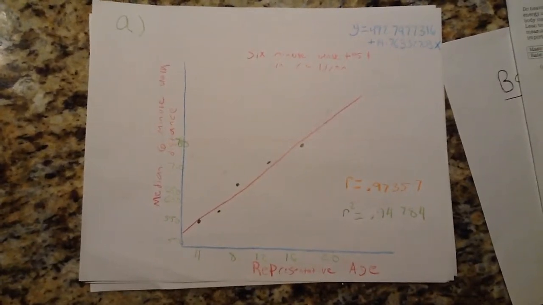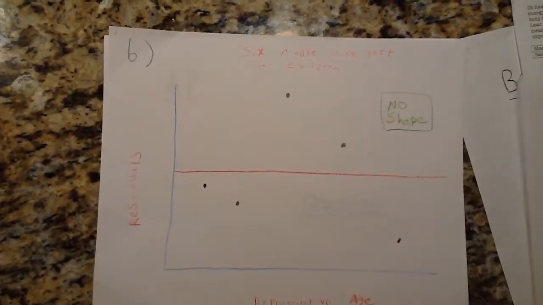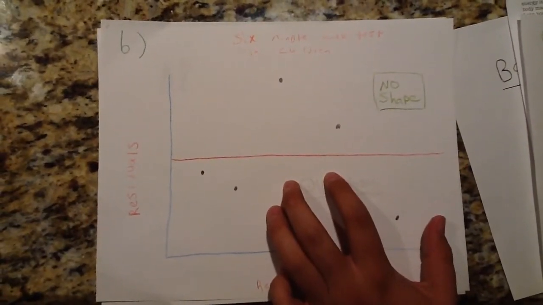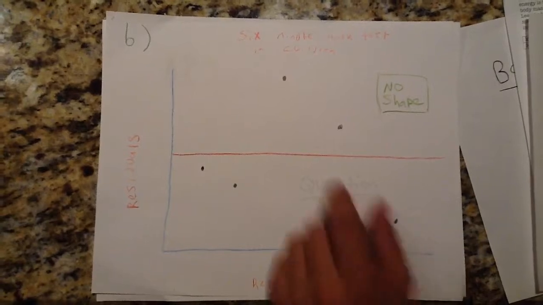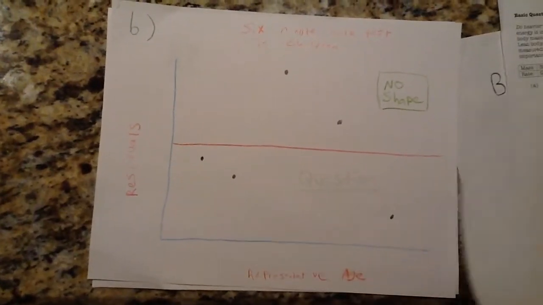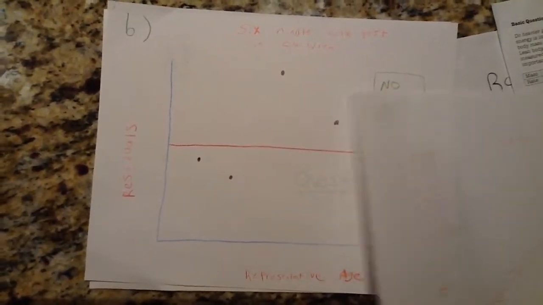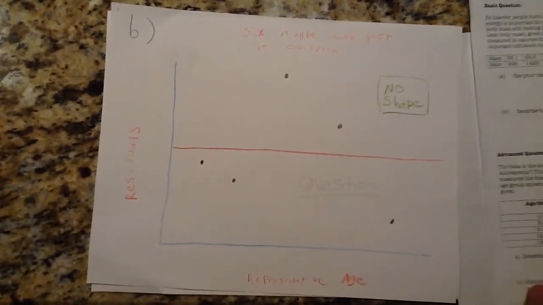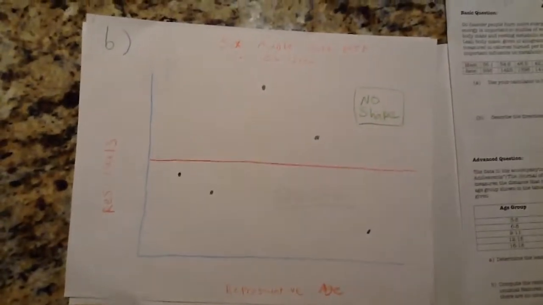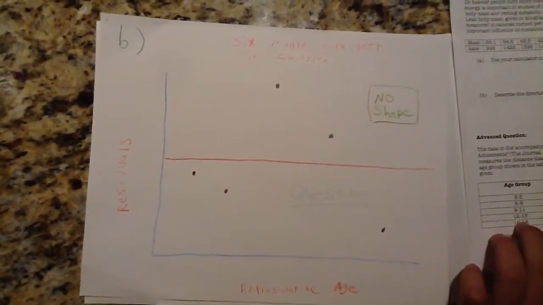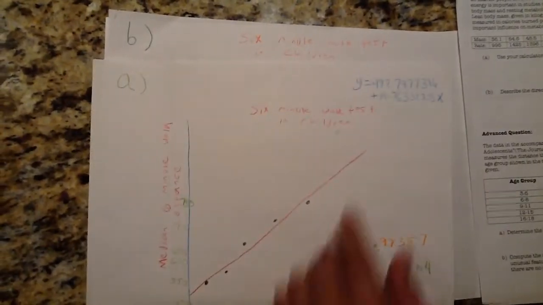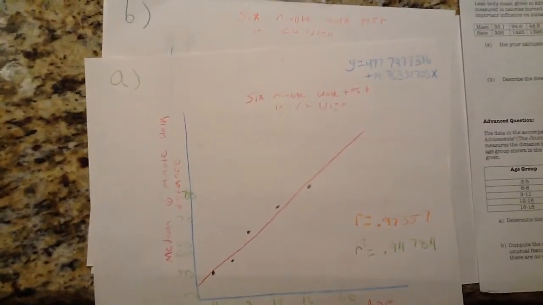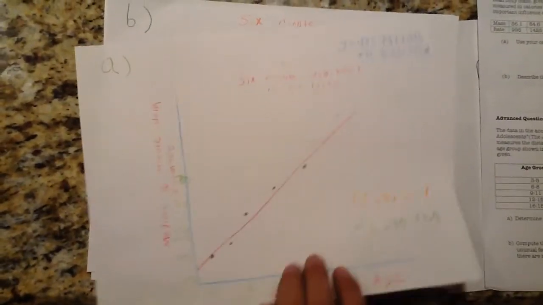With that linear slope, it also shows right here that the residuals are scattered everywhere. So the residual plot and the scatter plot together show that it's a linear type graph. So that is A and B for the first one. This is the equation that can predict the slope for the residuals.